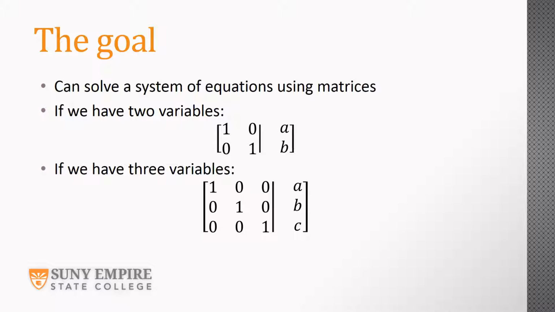Ultimately, we want our matrix in reduced row echelon form. This form has ones on the main diagonal from the top left to the bottom right positions, and zeros everywhere else. Once this is accomplished, we can just read off the solution. X would equal A, Y equals B, and Z equals C, if there are three variables. But how do we get into reduced row echelon form?